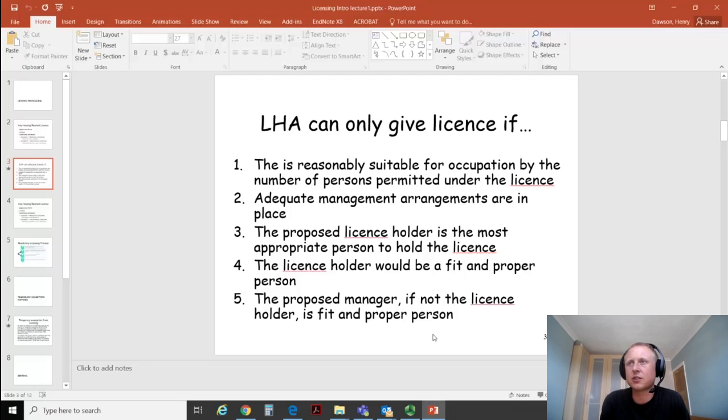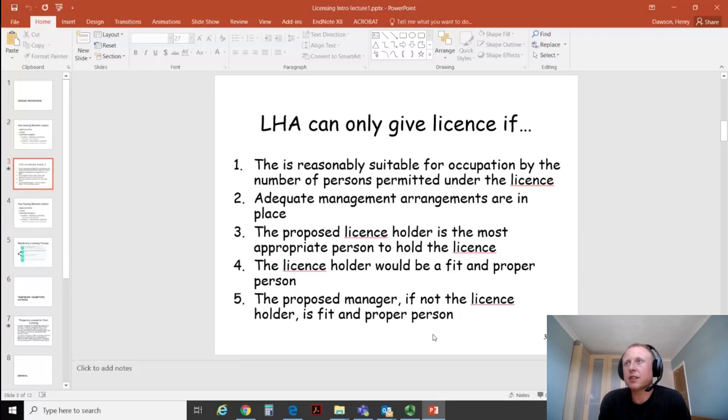So the local authority can license just about anything that's subject to licensing, as long as it satisfies these conditions. One is that the property is reasonably suitable for the number of people that the license is intended to cover. So if we think that the property is never going to manage to cover that number of tenants, even after you've asked them in the license to put in a new bathroom or extra kitchen facilities, then the local authority can say no to that license.